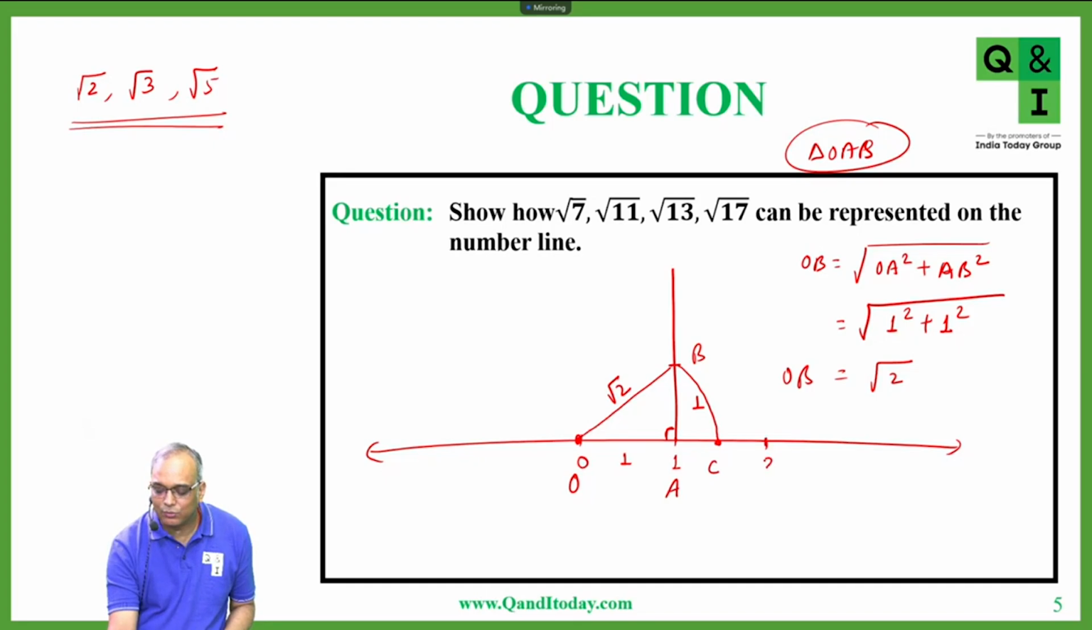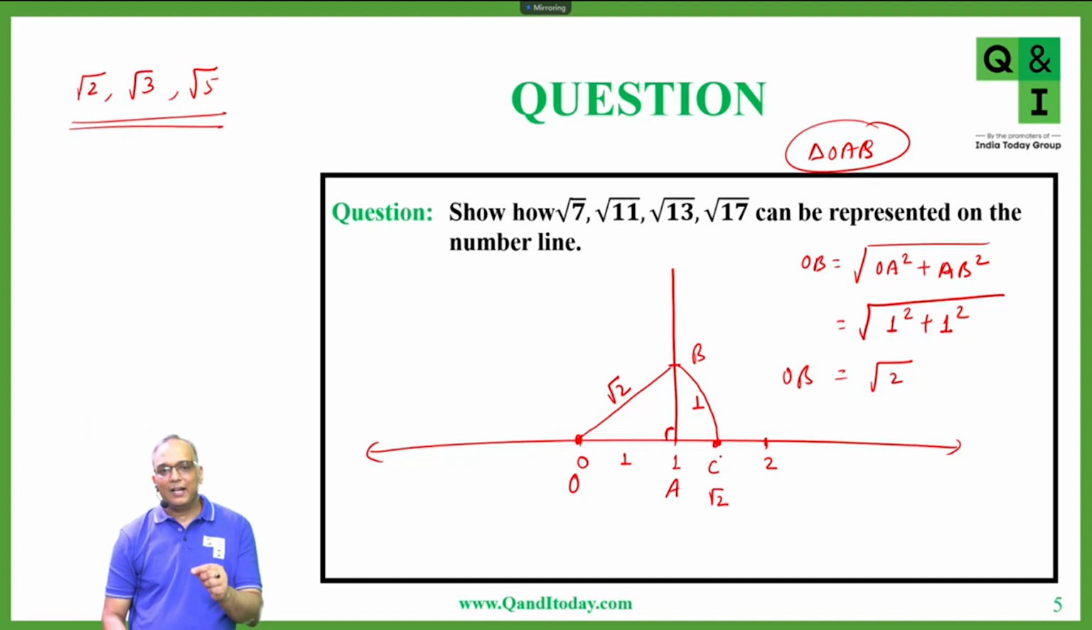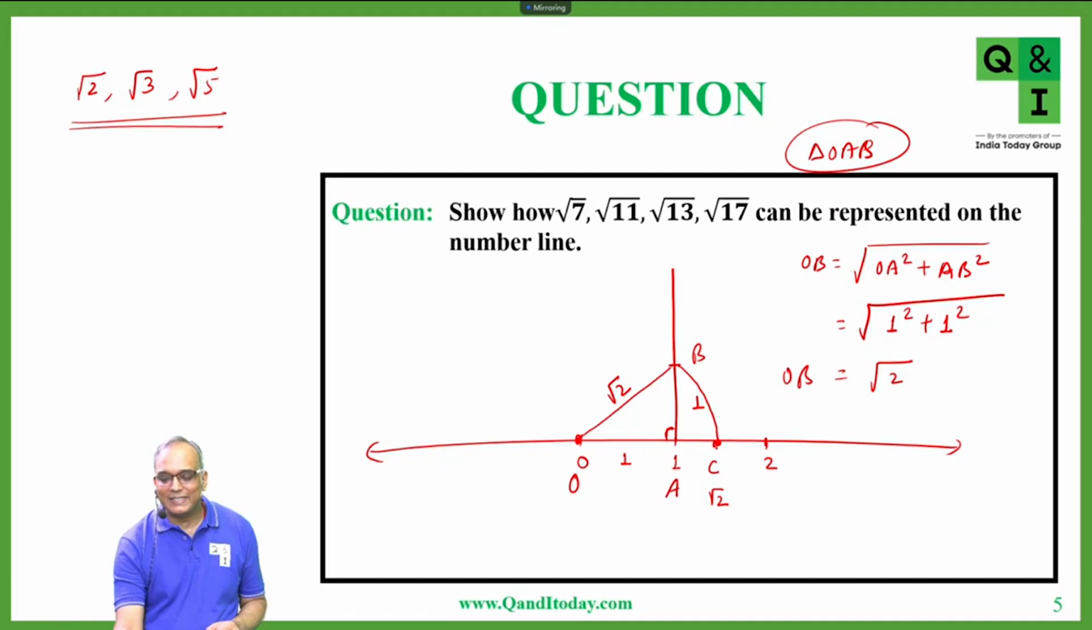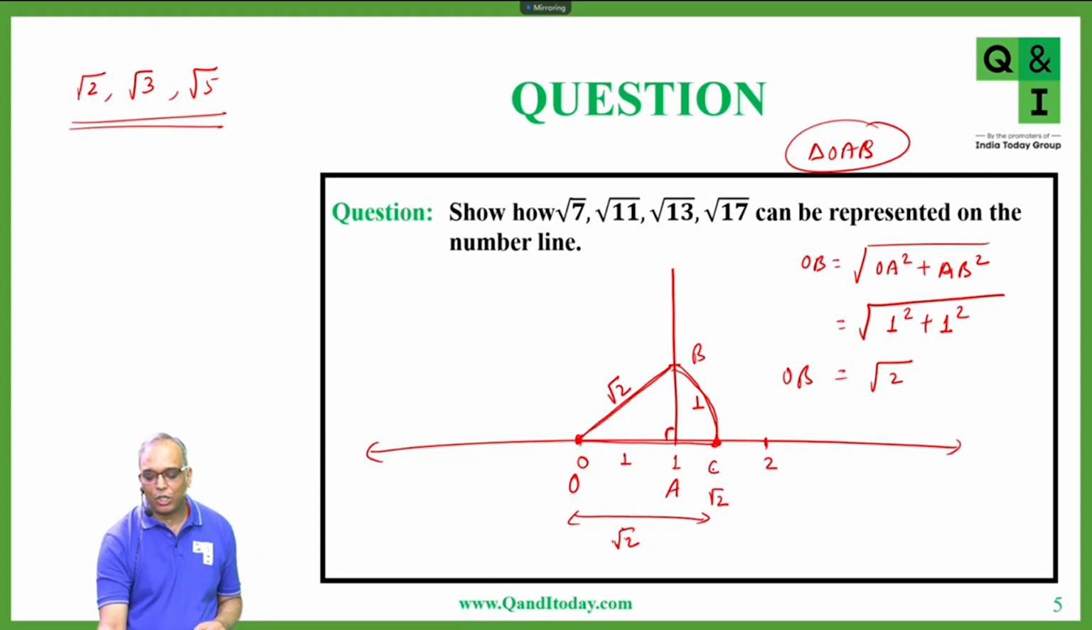So let's say this was 2. This point C is basically root 2. Okay, so we have plotted root 2 on the number line, which will be the point C. So the distance OC is equal to root 2. And this we have found because we know that the radius of the arc remains the same. So if OB was equal to root 2, OC will also be equal to root 2. And that's how you plot root 2 on a number line.